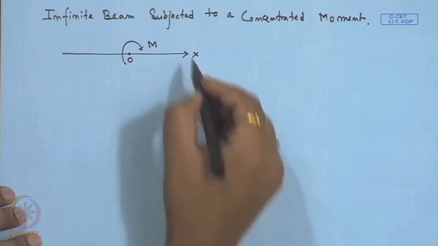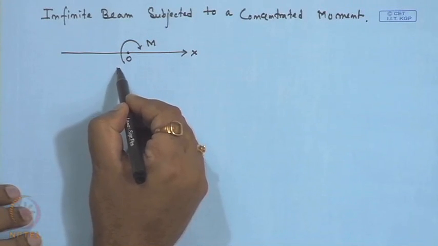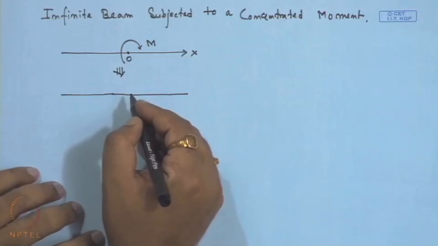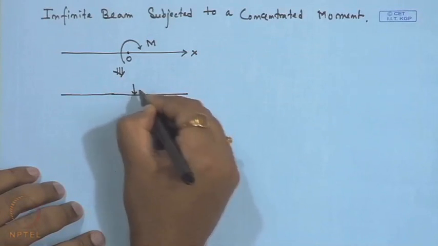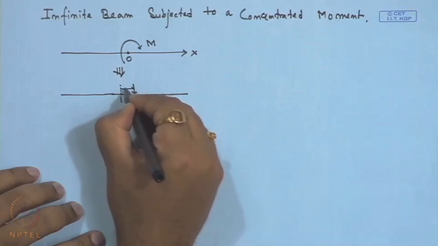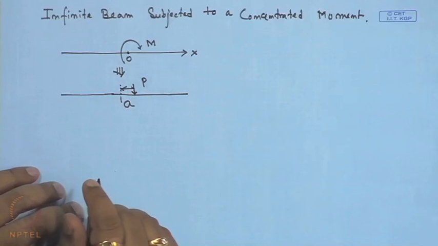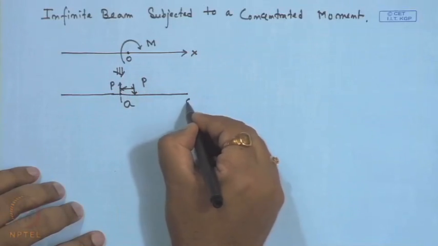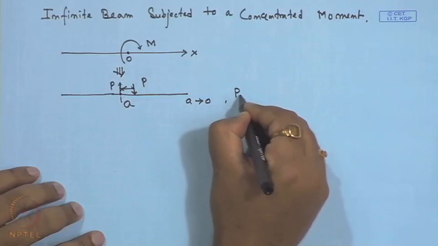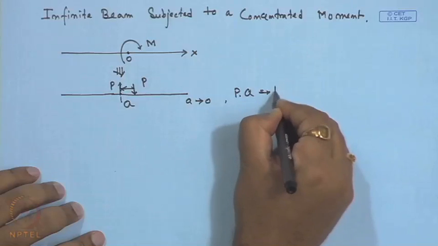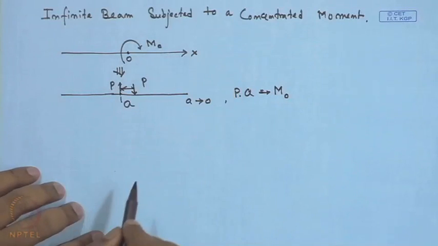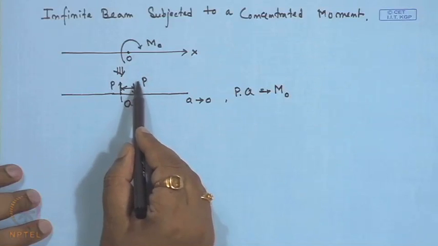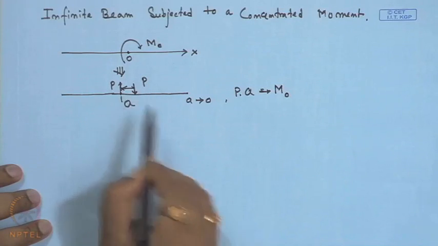First, suppose this is x. Then this can be converted to a load P applied at a distance A from the center, and another load P acting upward. If A tends to 0, then P into A will be equal to M0, which is applied here. So, this concentrated moment can be equivalently converted to a concentrated load P acting at a distance A from the center.